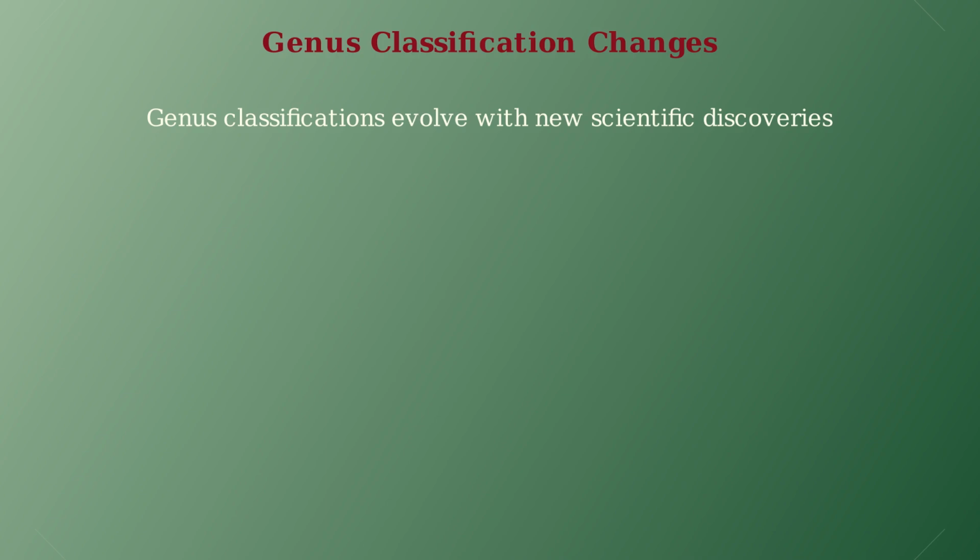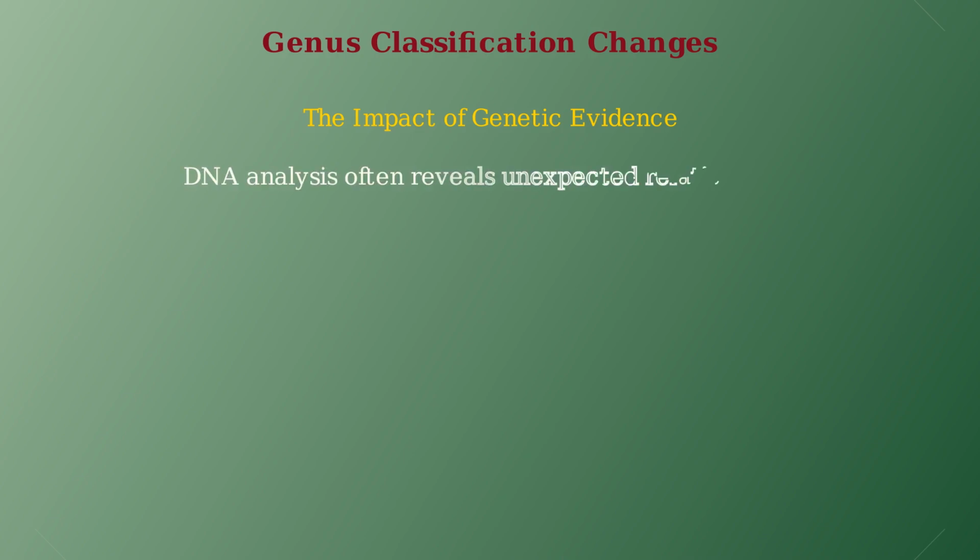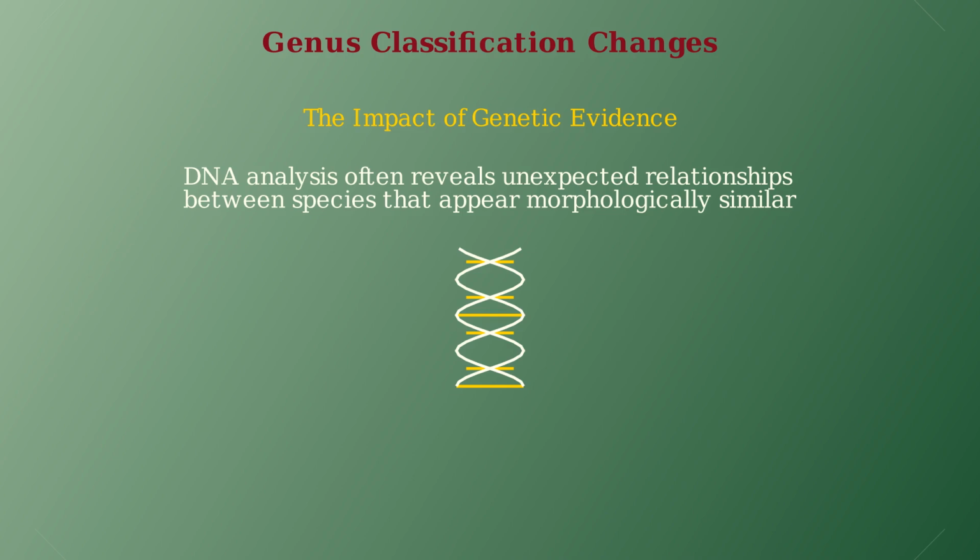Genus classifications are not static. They change over time as our scientific understanding evolves and new evidence emerges. Several key factors drive these reclassifications. Advanced genetic sequencing has revolutionized our understanding of evolutionary relationships. Phylogenetic analysis, morphological reassessments, and molecular clock dating also contribute to taxonomic revisions. Genetic evidence has become particularly influential in revising genus classifications. DNA analysis frequently reveals unexpected relationships between species that look similar but have different evolutionary histories.